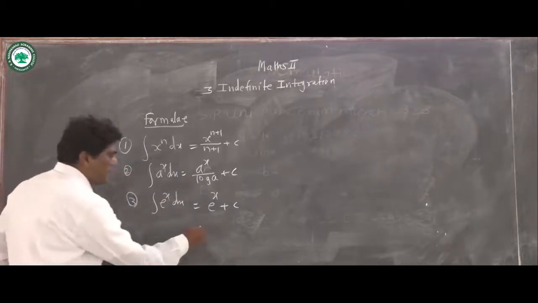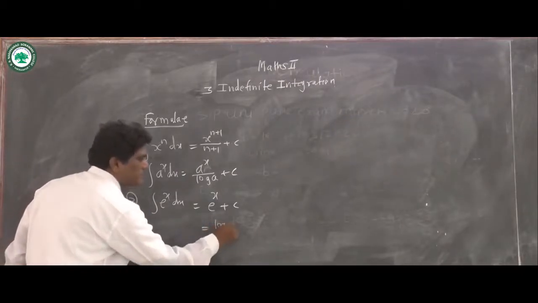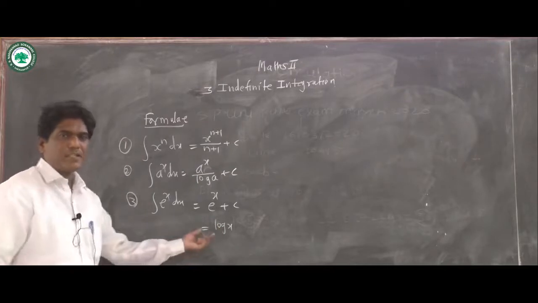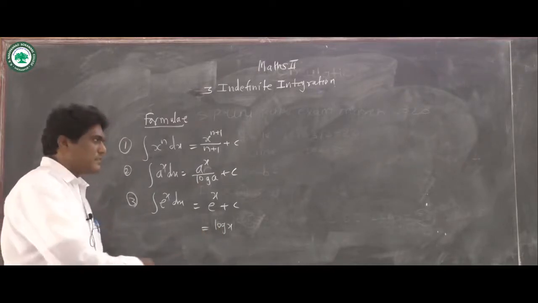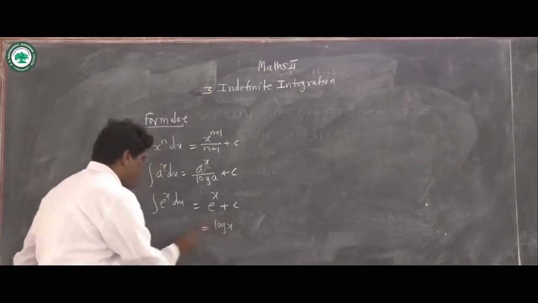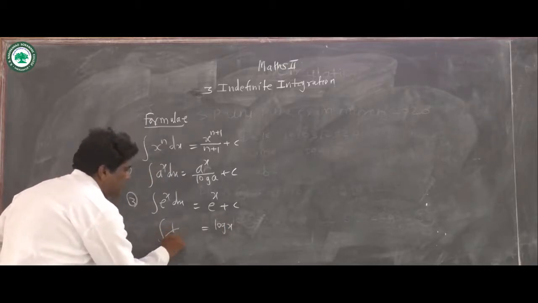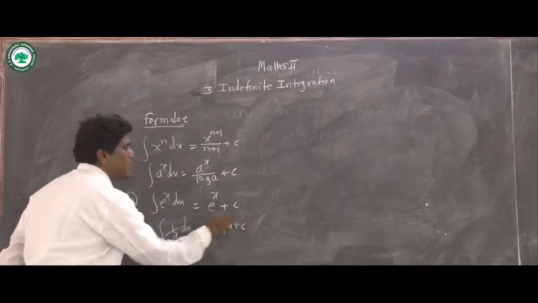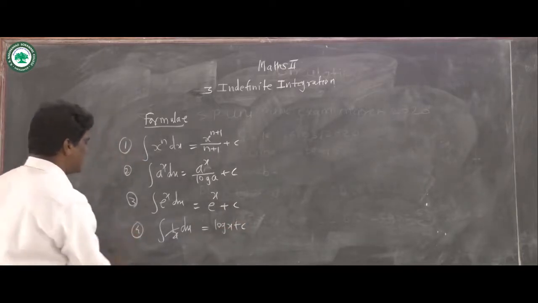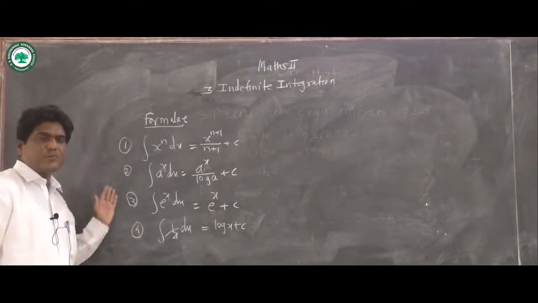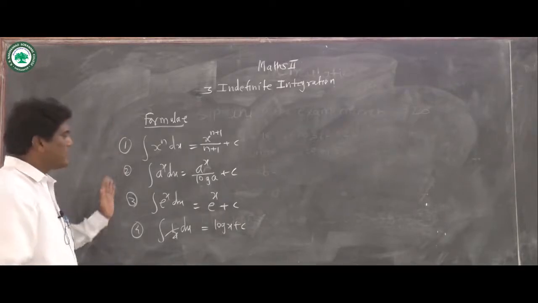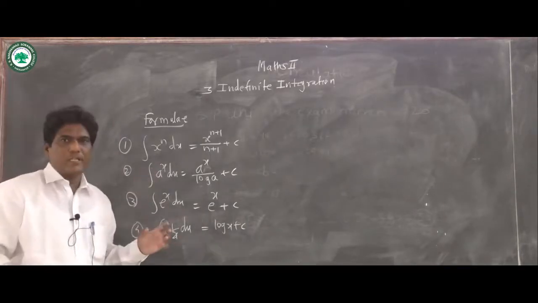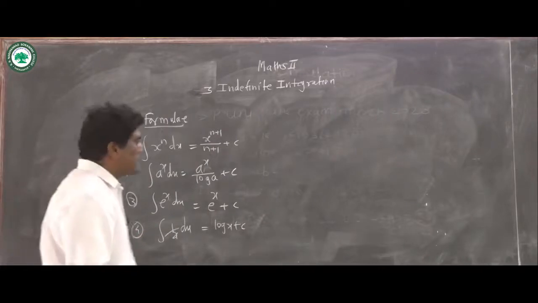Now tell me, what is the integration of log x? The derivative of log x is 1 upon x. So integration of 1 upon x dx is equal to log x plus c. This is the fourth formula. So these are the basic formulae. Now we see here the trigonometric formulae. There are 6 trigonometric formulae.